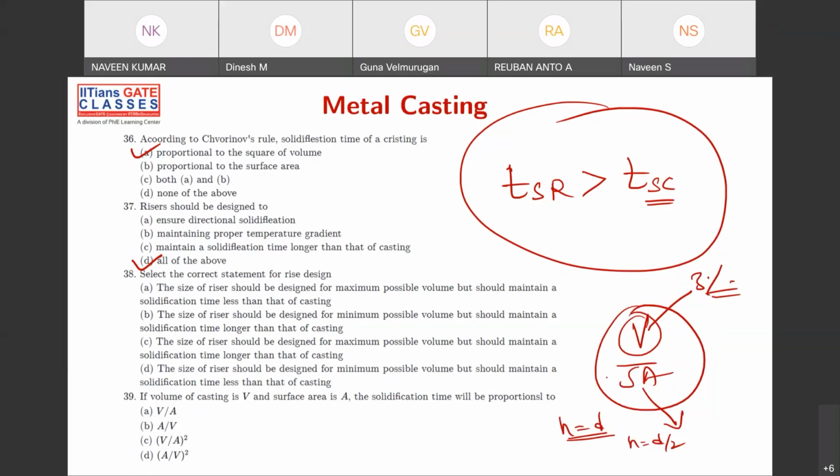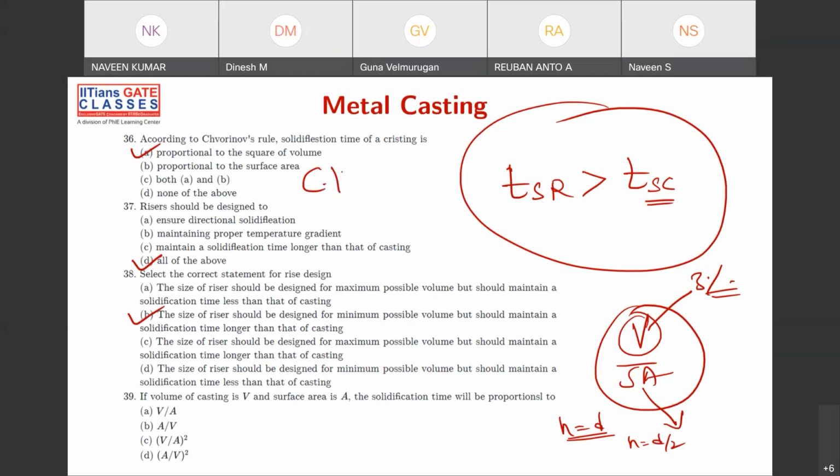So we are optimizing it, and we are trying to minimize. You have to take the minimum possible volume, but it should maintain the solidification time. The answer is B, because I can't keep so much volume. That's a waste. No, it is considered in the gating. Your casting yield will come down.